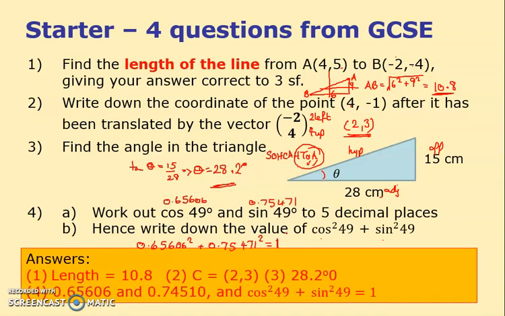Here are my answers. Yes, this relies on a rule for cos and sine, which links them: when you square them and add them, you always get 1. So I kind of cheated on that one. The other ones, I think I've got a slightly different answer. I've got a 1 there. You check that for me. Everything else: 10.8, (2, 3), and 28.2.